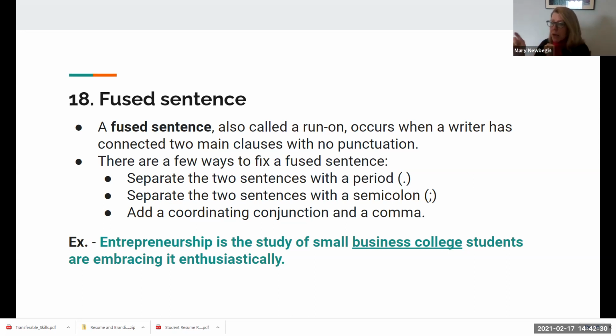It's hard to tell where the first part of that sentence stops and the other part begins. So I've underlined business and college, and the way to remedy this, right? There's three remedies. We could either separate with a period, we could separate with a semicolon because these two ideas have a relationship, or we could add that coordinating conjunction and the comma. So I could have said entrepreneurship is the study of small business, period. And then a capital C, college students, and continue on my way.